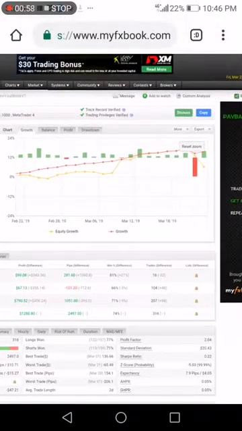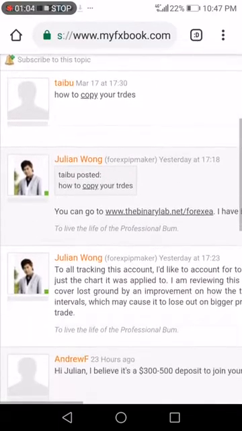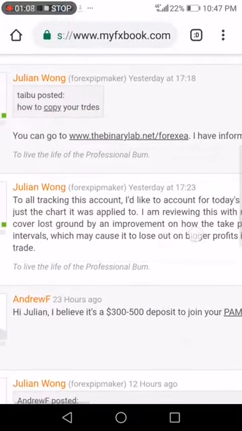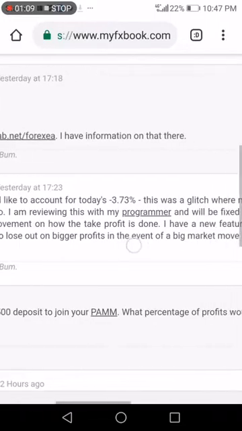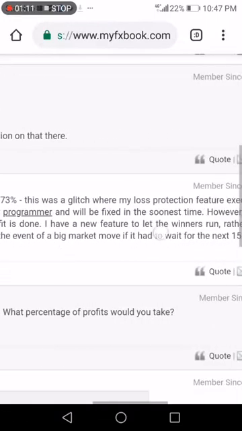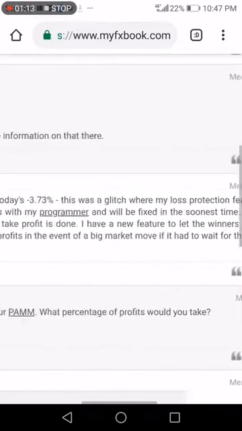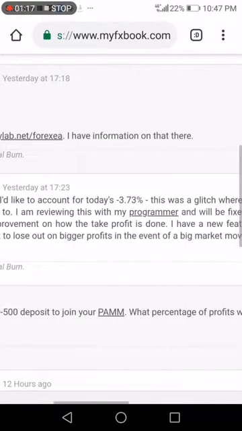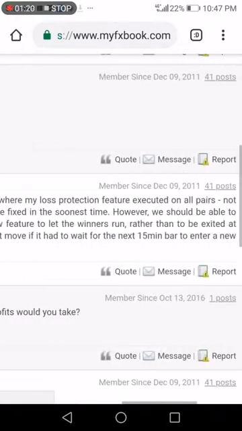Other than that, I put a notice here inside the discuss page. I'm just going to share that view over here. As I mentioned, to all tracking this account, I'd like to account for today's minus 3.73%. It's a glitch where my loss protection feature executed on all pairs, not just on the chart that it was applied to. I'm reviewing this with a programmer and it'll be fixed in the soonest time.